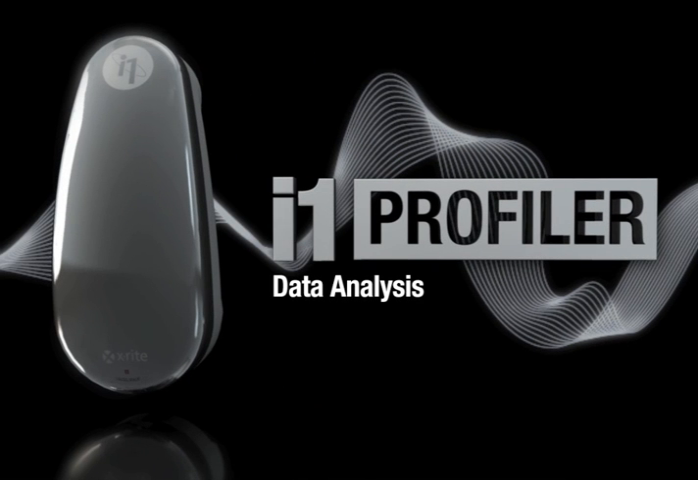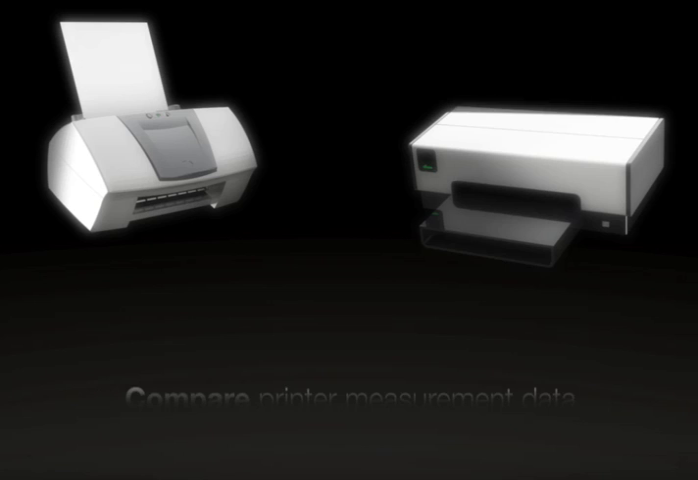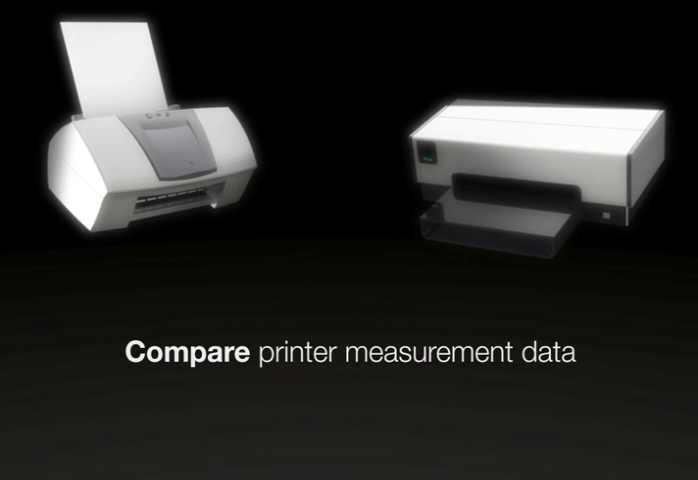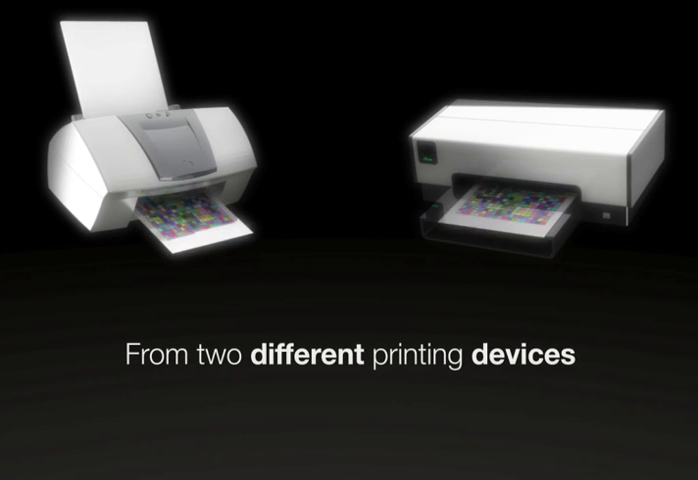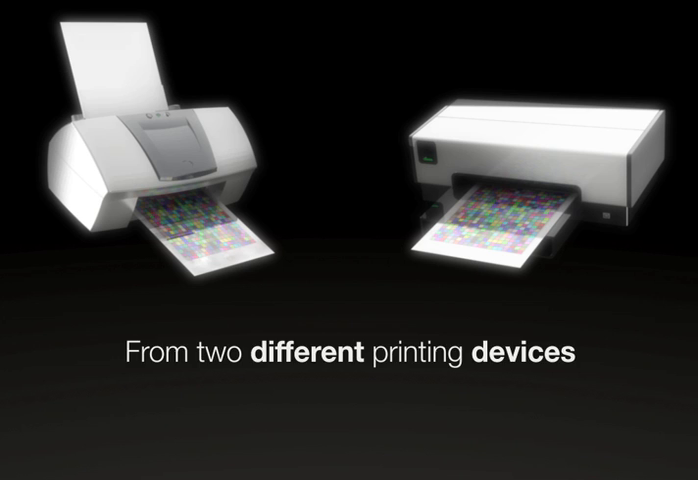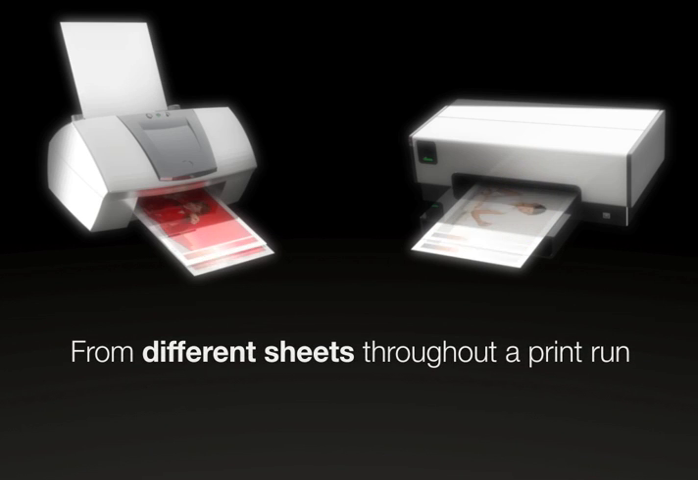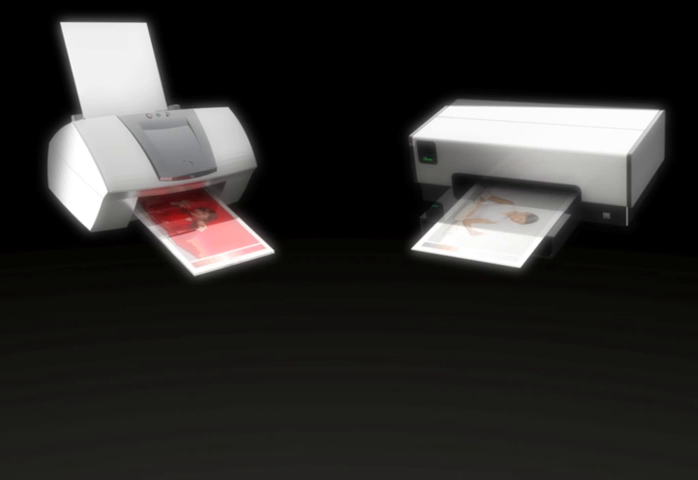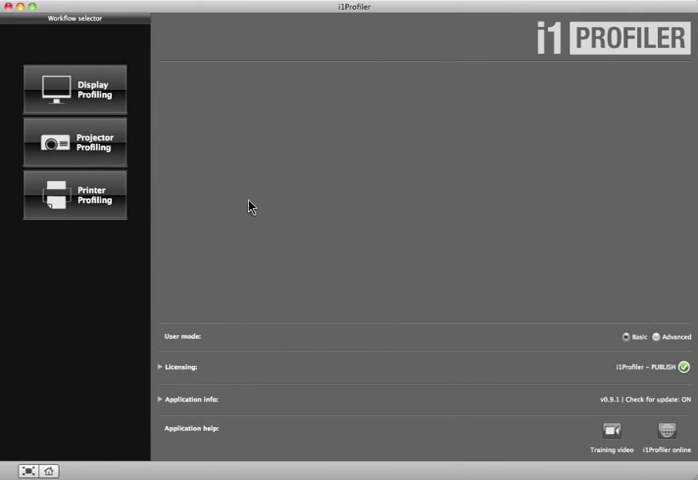i1 Profiler Data Analysis allows you to look at and compare printer measurement data. This can be from two different printing devices to show how closely they perform, or from different sheets throughout a print run, or day-to-day, to determine if your device is running within standards. In this example, we'll look at the behavior of a press in respect to an ISO printing standard to determine how closely our print matches the standard.